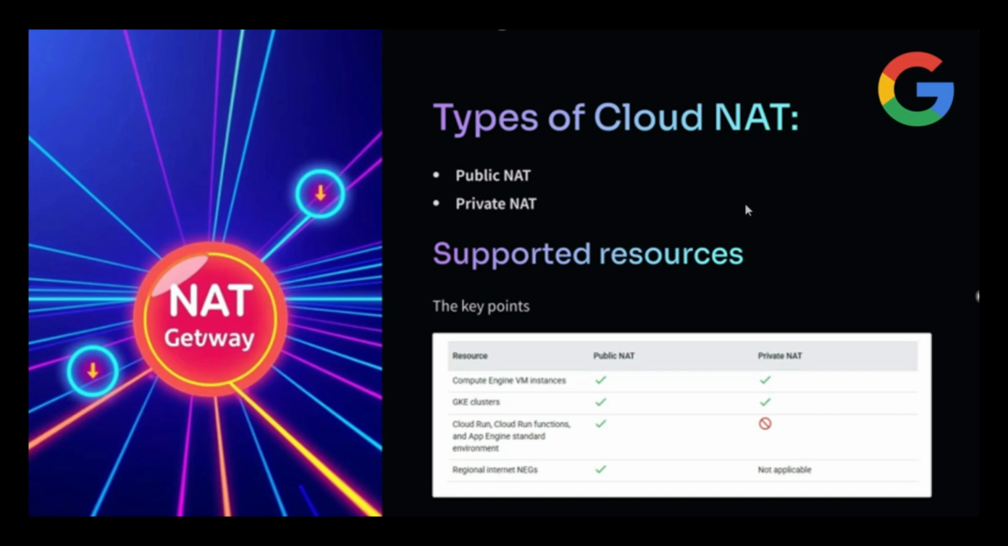Next one is the supported resources. This table provides a quick overview of the resources that can be used for public and private NAT on GCP. So you can see that public NAT is suitable for all the resources, whereas private NAT is suitable for only some of them.